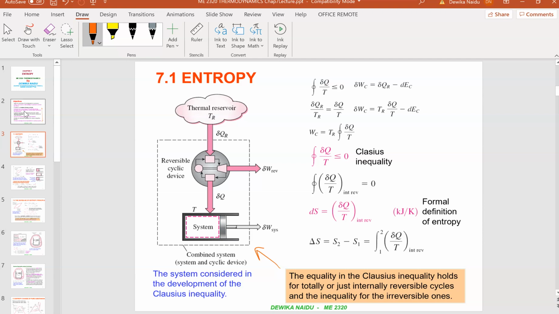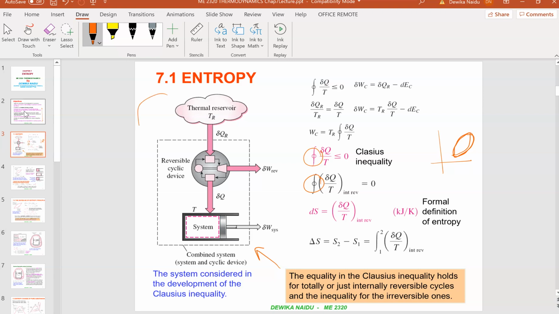Now there are new symbols here. Can you see the symbol with a circle in the middle of the integration sign? The circle is used to indicate that the integration is performed over the entire cycle. Now what is a cycle? Remember what I told you: start from the initial, go to the second and come back to the initial. This is a complete cycle. So any heat transfer to or from a system can be considered to consist of a differential amount of heat transfer. Then the cyclic integral can be viewed as a sum of the differential amounts of heat transfer divided by the temperature at the boundary.